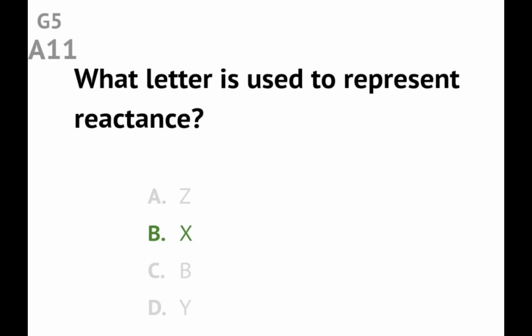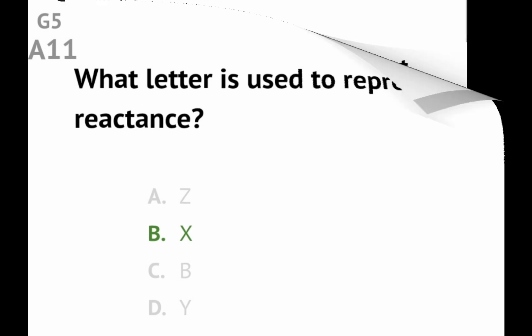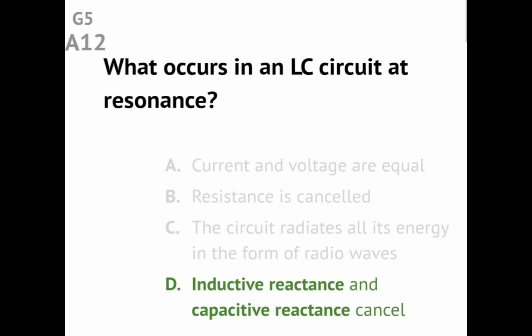Question G5A11. What letter is used to represent reactance? Answer: X. Question G5A12. What occurs in an LC circuit at resonance? Answer: inductive reactance and capacitive reactance cancel.